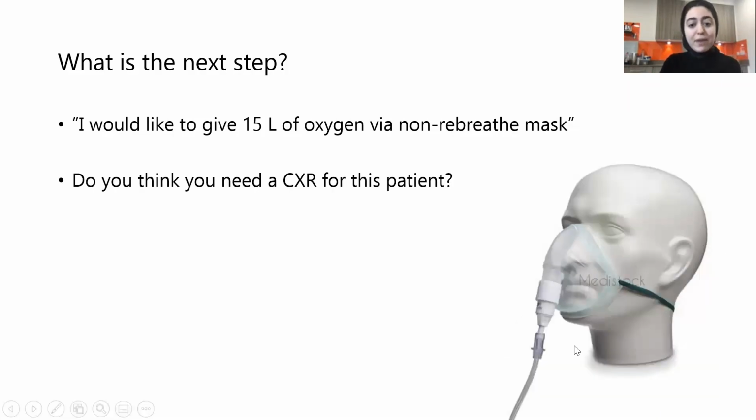Now, this is the Venturi mask. And here, I use the Venturi mask with patients where I feel like I need to give a controlled percentage. When do I need to give a controlled percentage of oxygen to my patient? If my patient was at risk of hypercapnic respiratory failure. So this is basically when there is hypoxia, so low oxygen levels, but high carbon dioxide levels.